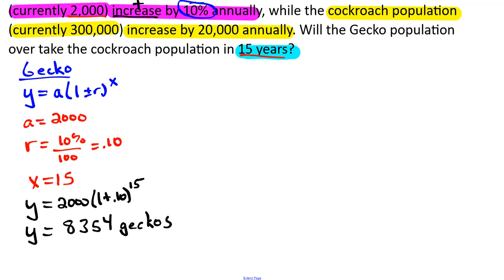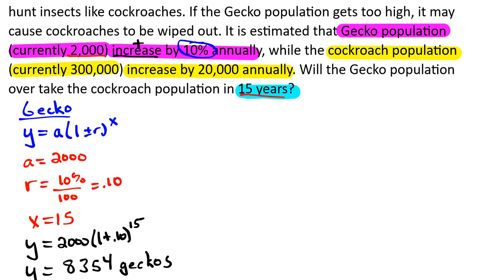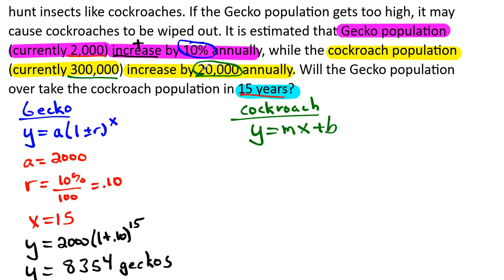So now we need to do the same thing, but for cockroaches, which we'll do in green. Now, for cockroaches, they gave us some different information. First off, we're currently at 300,000, and we're increasing by 20,000 annually. So this increase of 20,000 is our rate of change, and it's a value, which means this one is linear. Percentage, exponential. Value, linear. So what is that rate of change? What are we increasing by? 20,000. So we're going to add 20,000 for that M value. It's going to be a positive, basically.